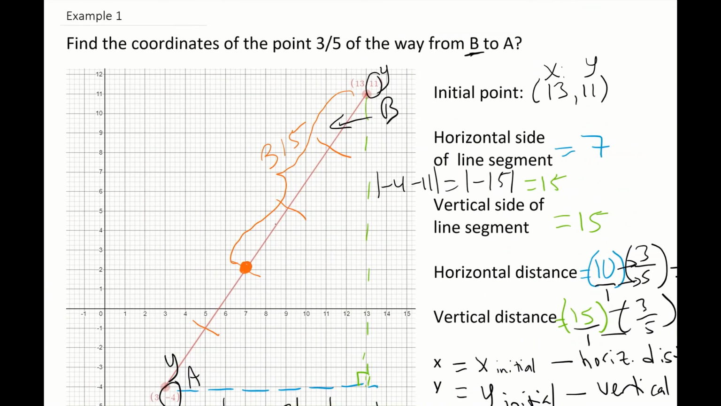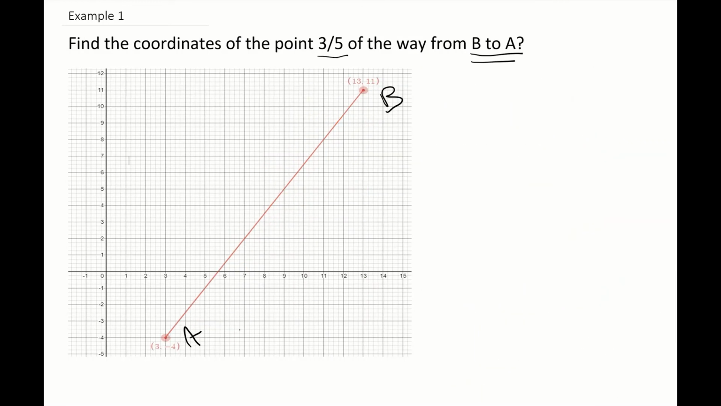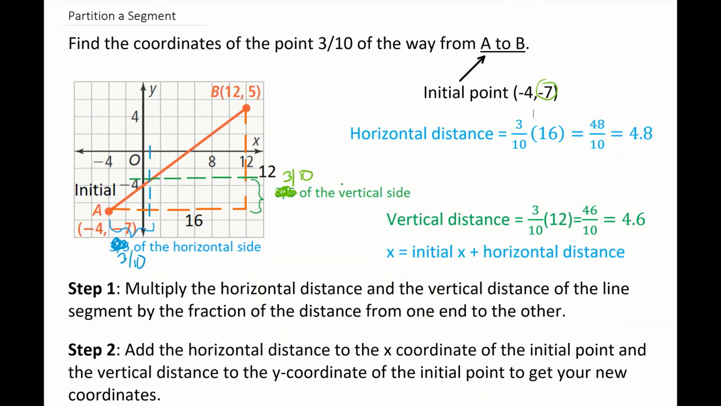All right, so that's how we partition line segments. Like I said, it really depends on what direction the line segment is going, whether you're going to subtract or add. So if we go back to the step, we could say that this is really plus or minus, and the plus or minus sign right here depends on the direction of the line segment.